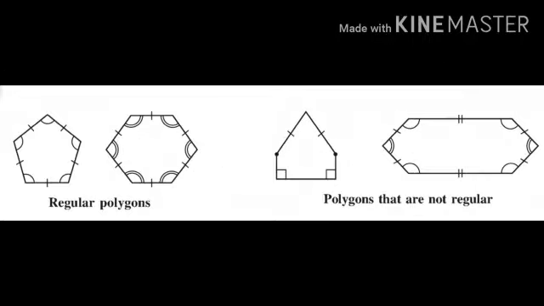Here are the examples you can easily see. These are the examples of regular polygons and irregular polygons. You can easily see that the first has equal angles and equal sides, and the other has unequal angles and unequal sides. So now we have understood regular polygons and irregular polygons easily.